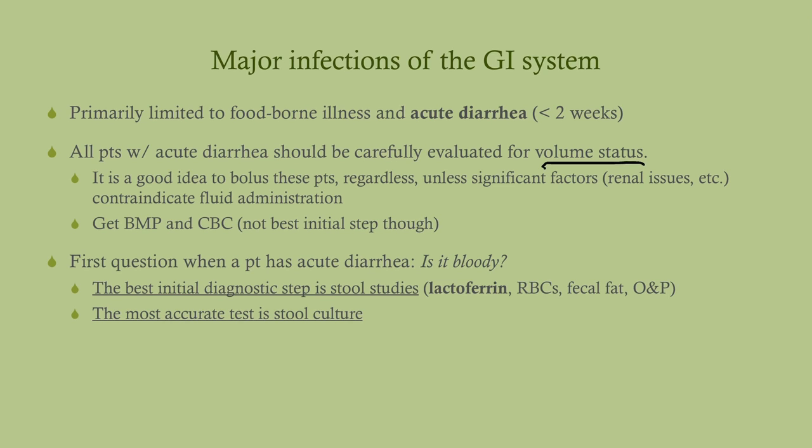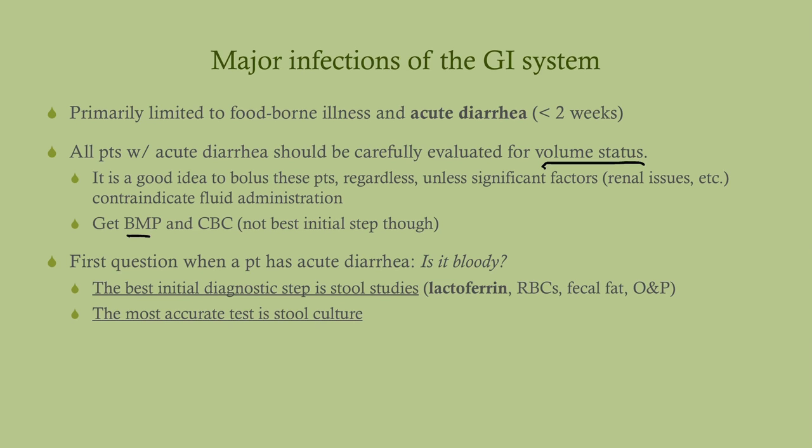So it's generally a good idea to give these patients a bolus of normal saline when they come in because a lot of these patients will be dehydrated, unless there are significant factors like renal issues that may contraindicate fluid administration. It's also a good idea to get electrolytes and a CBC to have these baseline labs as you start out. You really want to look, especially at that BMP, because they may have electrolyte derangements with this ongoing diarrhea, depending on how severe it is.